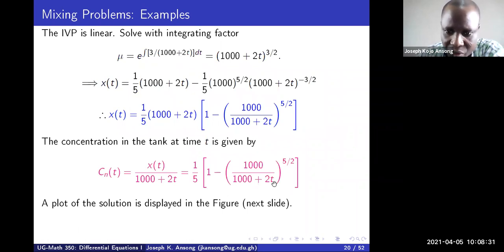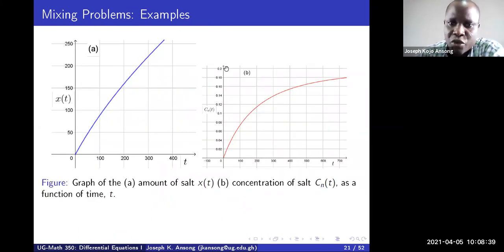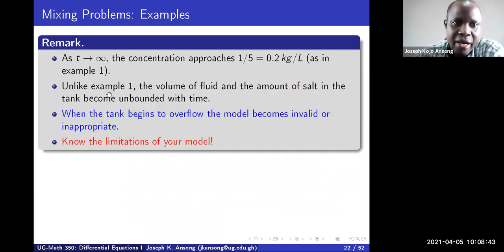In this case, as t goes to infinity, this term goes to 0, and so you just have 1 over 5, which is 0.2. So after a long time, it will approach 0.2 here. That is the remark I've given here: as t goes to infinity, the concentration approaches 1 over 5, which is 0.2, just as we found before.